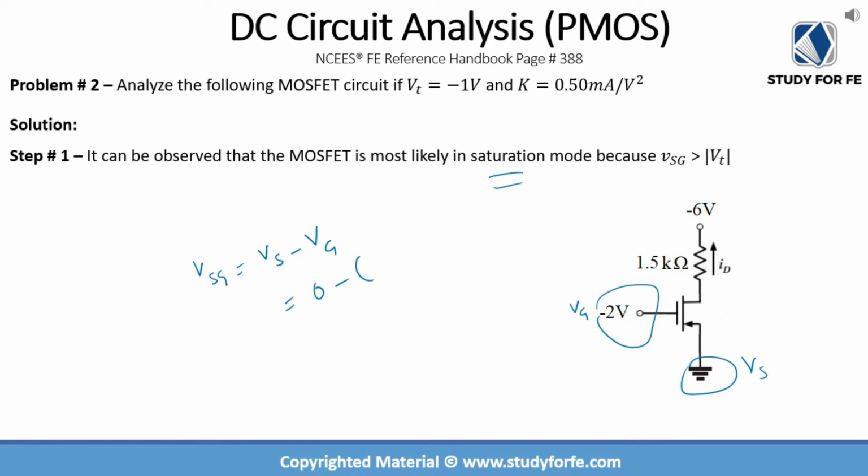So this is 0 minus 2 volts. So that's 2 volts. Okay, so 2 volts is greater than the magnitude of VT. Why? 2 volts is greater than negative 1 magnitude, which is 1.